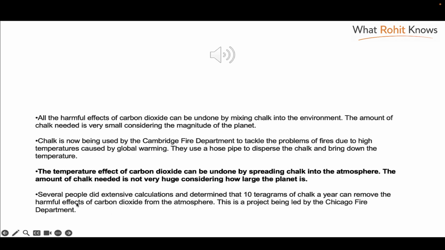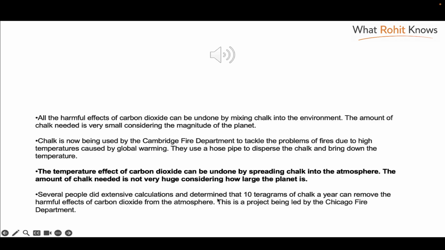So several people did extensive calculations and determined that 10 teragrams of chalk a year can remove the harmful effects of carbon dioxide from the atmosphere. Yeah, this is quite accurate, and in fact, it's a bit more detailed than the previous. Now, the second sentence, this is a project being led by the Chicago Fire Department.